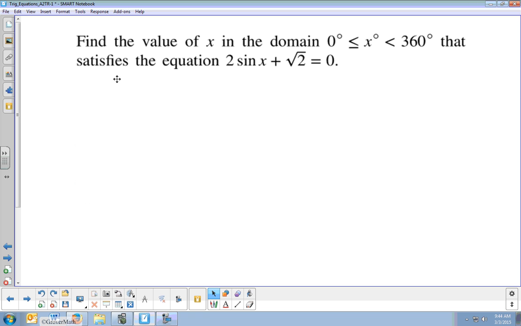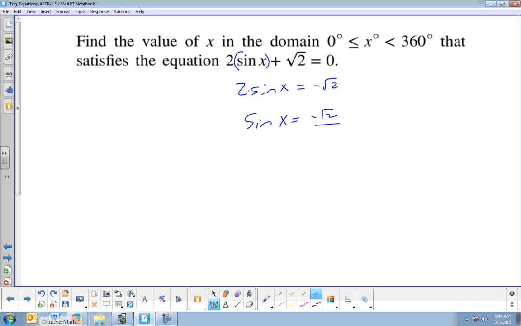So again, 0 to 360, 2 sine x plus radical 2 equals 0. So first I want to solve for sine x. I want to get this alone. So I'm going to subtract radical 2. So 2 sine x, and x is just like theta here, equals negative radical 2. And then because this is 2 times, I'm going to divide by 2, and I'm going to get sine x equals negative radical 2 over 2.